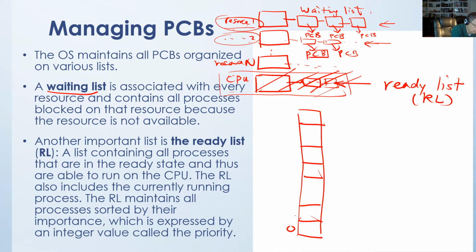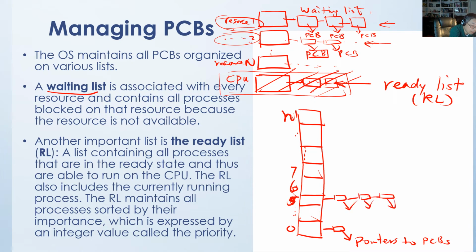So you have various different priorities: 0, 1, 2, 3, 4, 5, 6, 7, 8, 9, and then the highest priority is priority N. So the ready list, the waiting list for the CPU, consists of priorities 0 through N, containing processes at the different levels. Suppose we have a couple of processes, pointers to the PCBs, at level 0. And then we have level 5, with a whole bunch of processes pointing to the CPU.